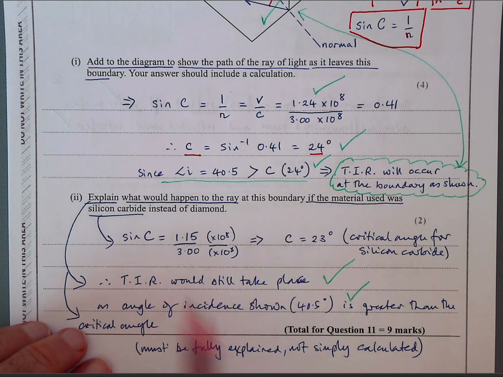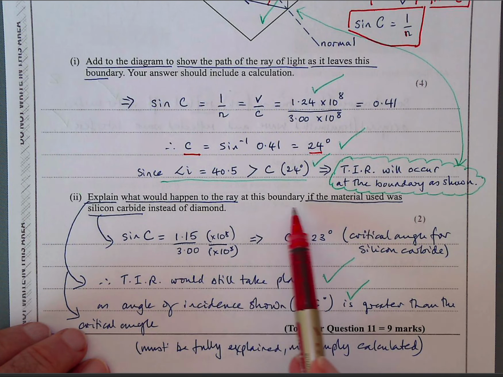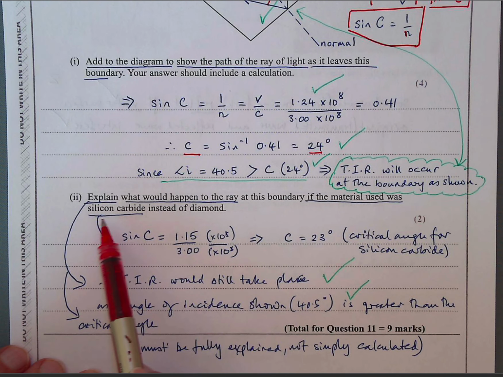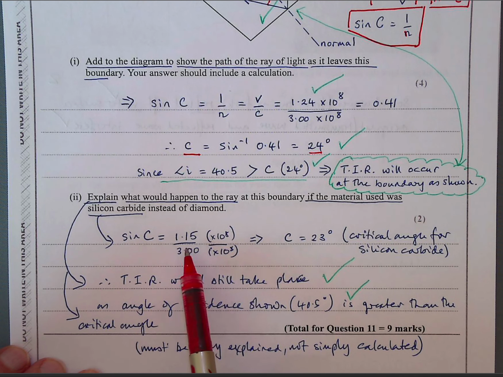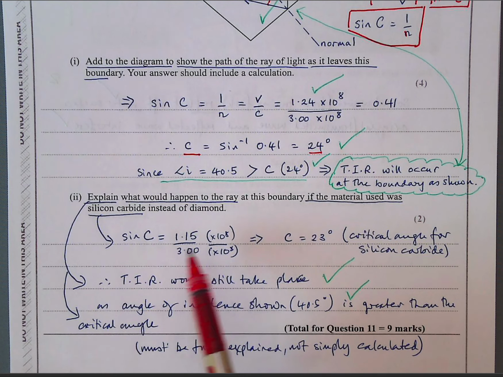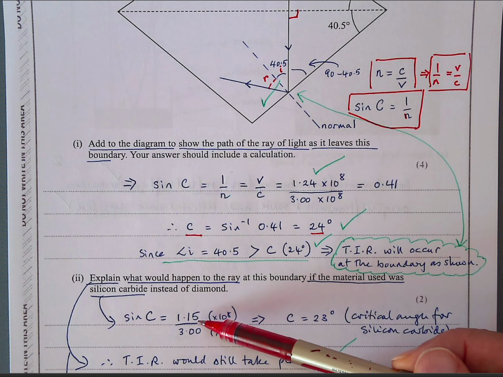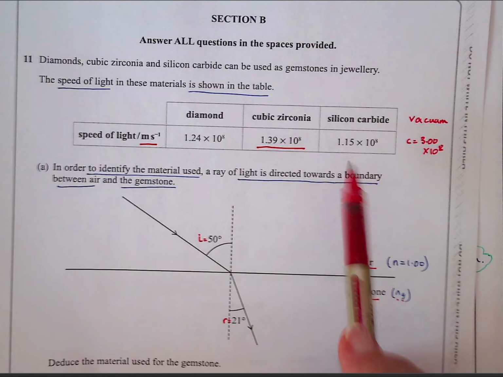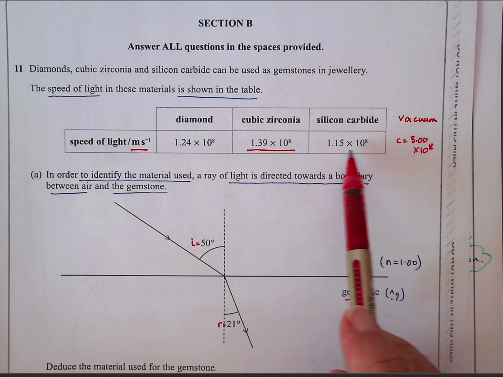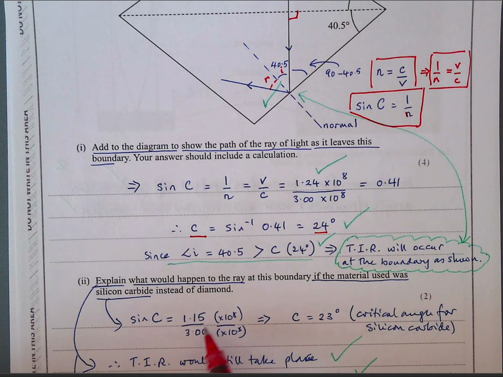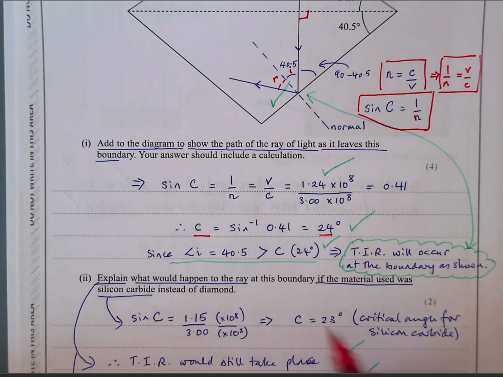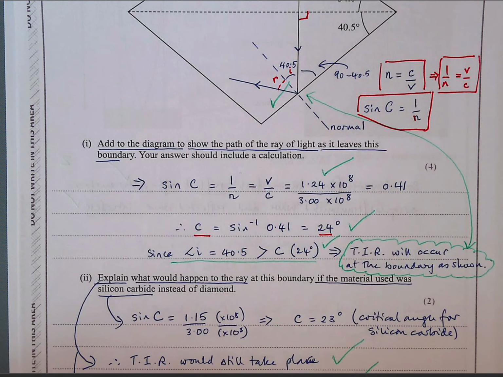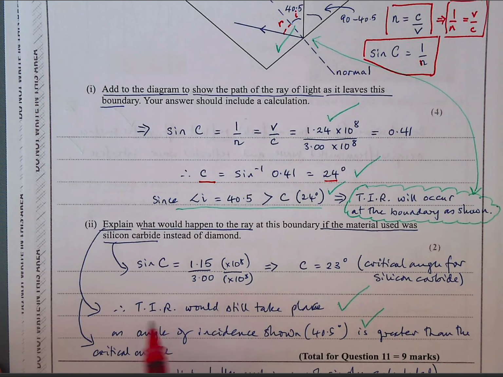Then it wants you to explain what would happen to the ray at this boundary if the material used was silicon carbide instead. Well, we'd have to do exactly the same thing. This time we'd work out the value for sine c using the equation 1 over n, which is v over c. So it would be 1.15 over 3.0. Where does the 1.15 come from? The value given for silicon carbide in the table is 1.15. Once we put in the value for silicon carbide, we see the critical angle will be 23 degrees, so total internal reflection would still take place.